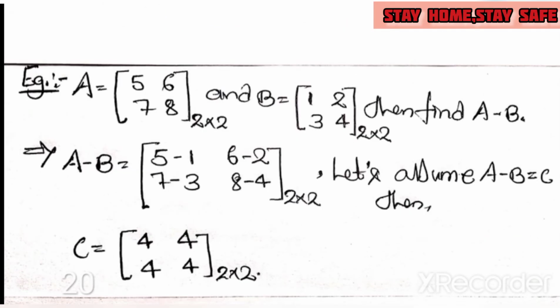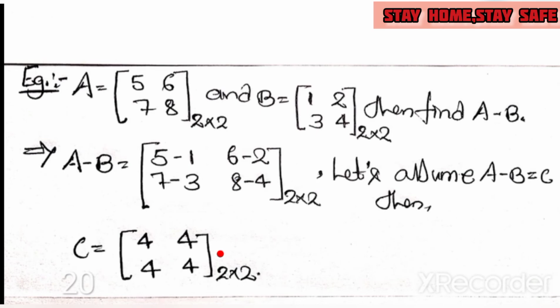So in the example we get A minus B. As the question says, find A minus B. So A minus B is equal to 5 minus 1, that is for the first element. Here we have first a11, so for the corresponding elements 5 and 1, we subtract them: 5 minus 1. For the corresponding elements 6 and 2 of both the matrices we have 6 minus 2, and here 7 minus 3, and next 8 minus 4, the corresponding elements of A and B. So let's assume A minus B is equal to C, then C is equal to 4 4 4 4, as 5 minus 1 is 4, 6 minus 2 is 4, 7 minus 3 is 4, and 8 minus 4 is 4.